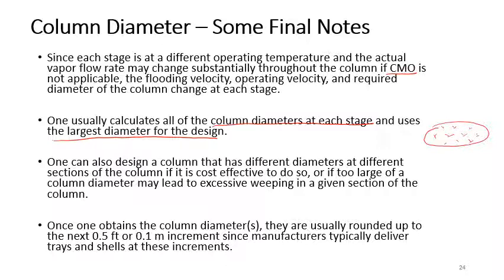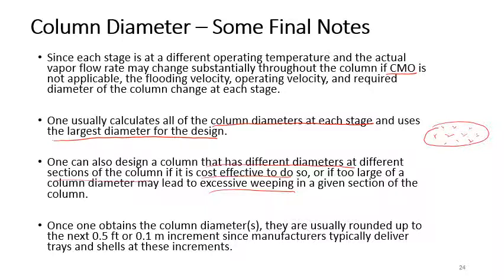But you can also design a column that has different diameters at different sections of the column if it is cost effective to do so. Or if it's too large for the column diameter, then it will lead to excessive weeping in a given section of a column. So, you have to do a trial and error and see if your design works and see if you can get the desired purity of the product at the top and the bottom of the column.